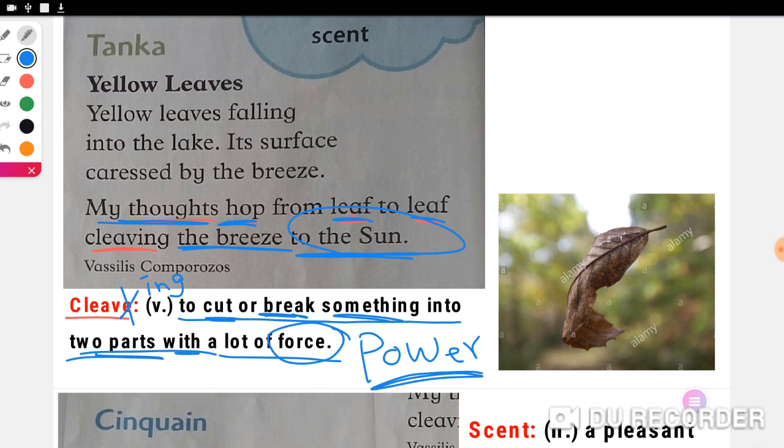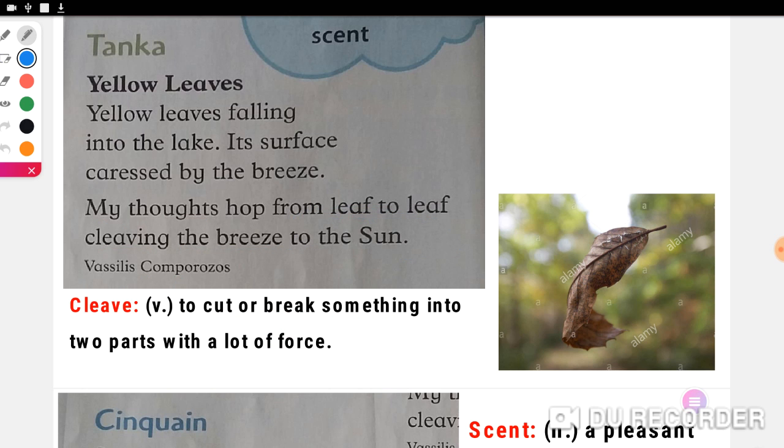Okay? Make sure to copy these new vocabularies in your vocabularies copybook. And the last thing we will mention the name of the writer. His name is Vassils Komprozov. Okay, Komprozov. Okay, it's a French name and a French poet.